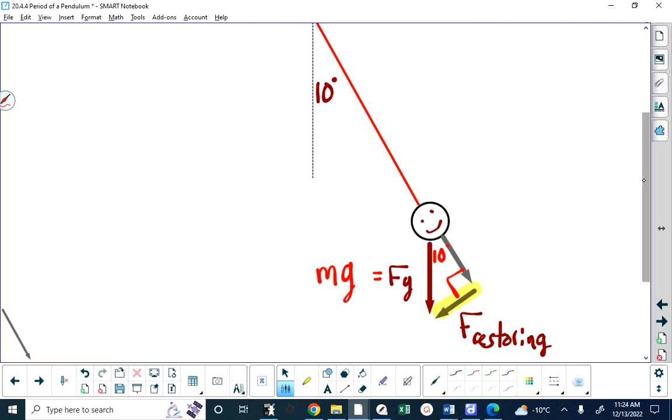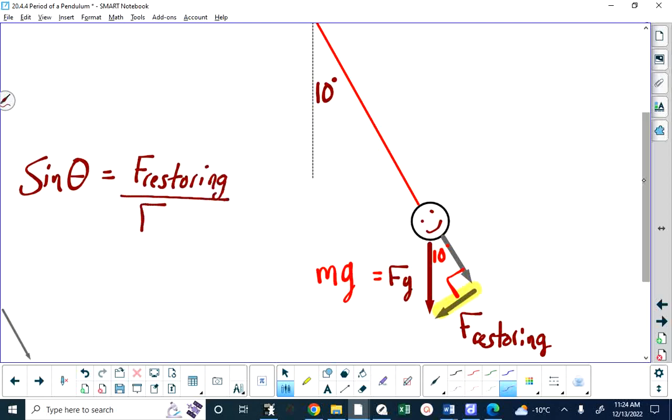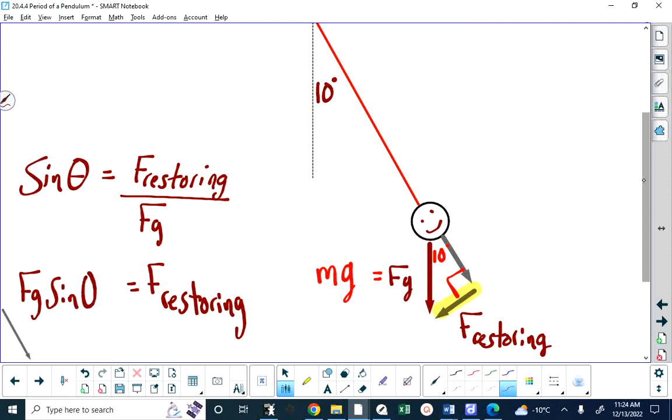And let me write that down to begin with. Sine of the angle will be equal to the restoring force over the force of gravity. And that's going to be true no matter what the angle is. That's going to be true no matter what the mass is. So what we can actually do is come up with a formula that, if you remember it, might save your bacon on an exam, because then you don't have to go through this diagram and this reasoning every time.